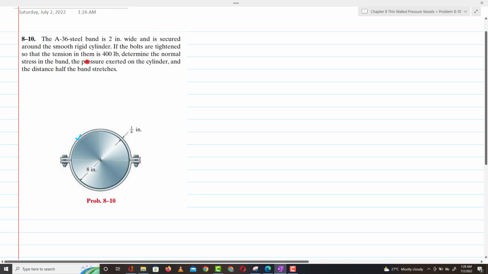Determine the normal stress in the band, the pressure exerted on the cylinder, and the distance half the band stretches. So let's start with the given data. It is an A36 steel band, that is, width W is equal to 2 inch, and thickness is given as 1/8 inch. The diameter of this cylinder is 8 inch.